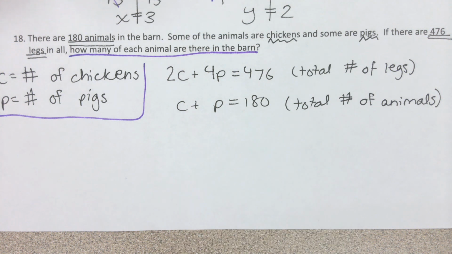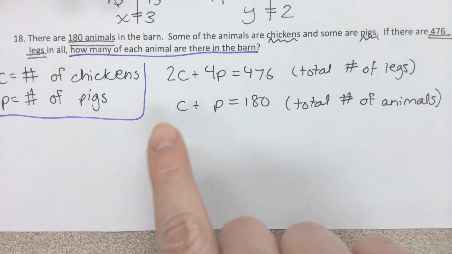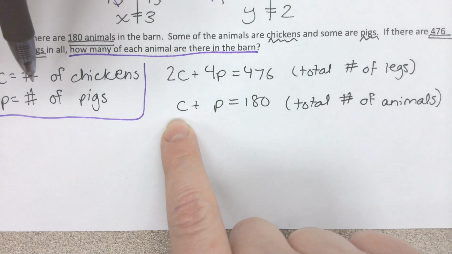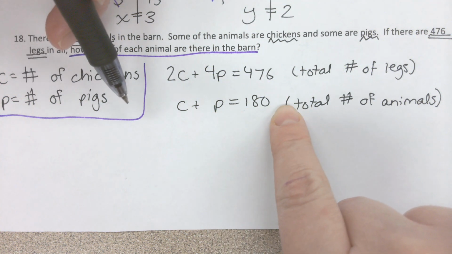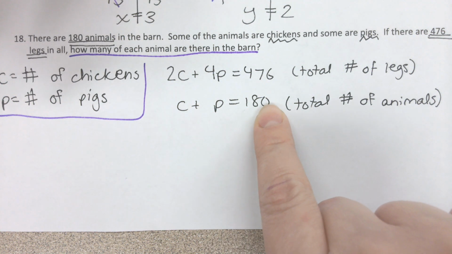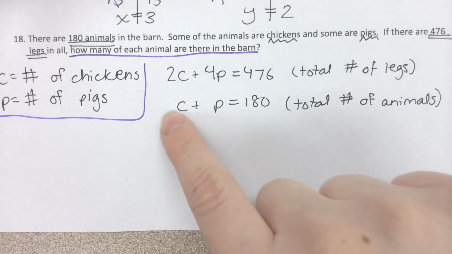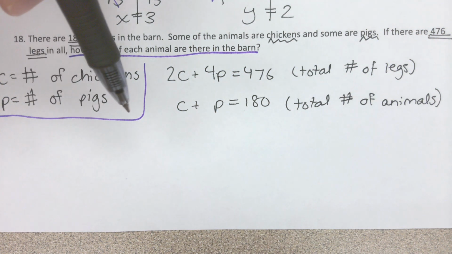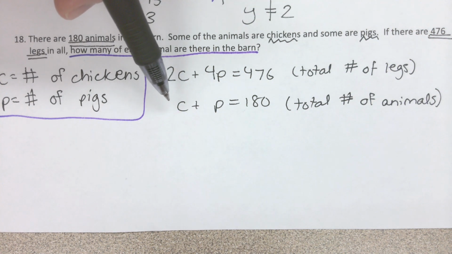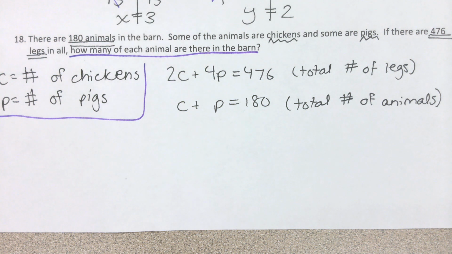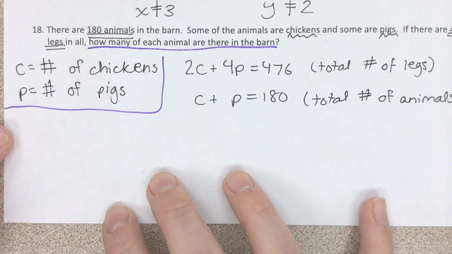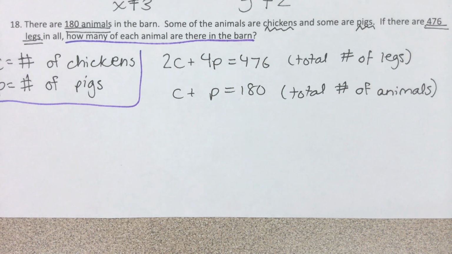And then looking at the bottom equation, this is the total number of animals. Remember, this is basically the number of chickens plus the number of pigs is equal to 180. So chickens plus pigs should be 180 is what it's saying. So there's nothing else to add here. Again, there's not a value or amount to attach to the C or the P. We just need to know how many of each we have. That's it. Now that my equations are set up, I can solve them.